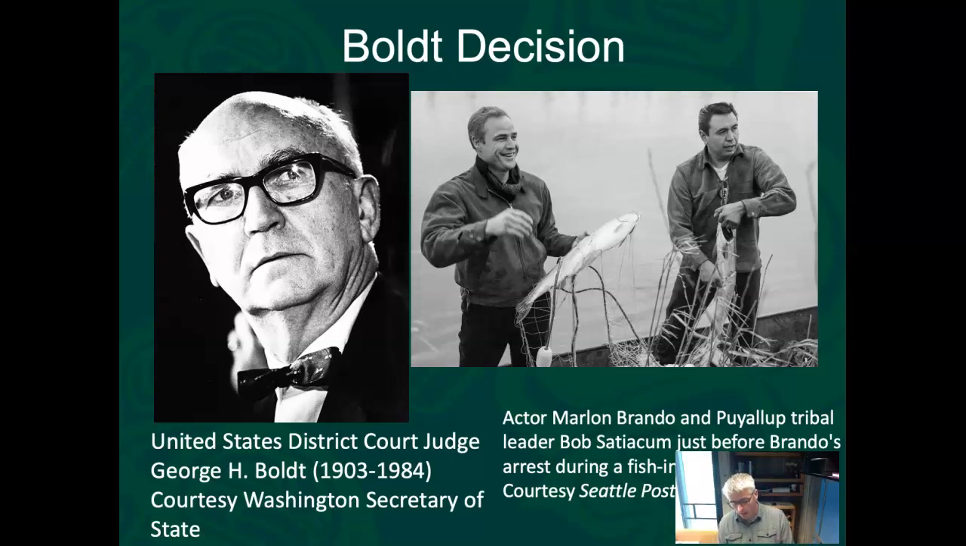That co-management, meaning that tribes and state and feds all work together on managing the resource, in this case salmon, only happens because tribes have a major seat at the table. They have half of the available resource. So it's been a pretty pivotal decision.